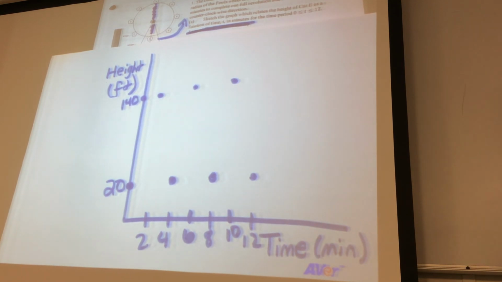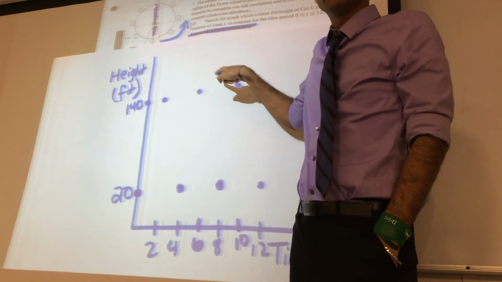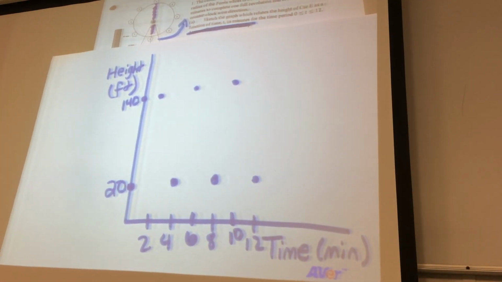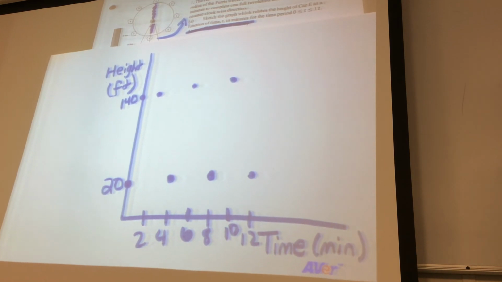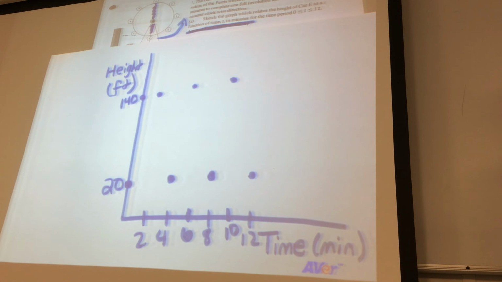Every 2 minutes? No, but you're saying every 4 minutes. Because you said it happens at 2 minutes, and then at 6, and then at 10. Why does it happen every 4 minutes? What do we mean by period? What did you say the period meant?